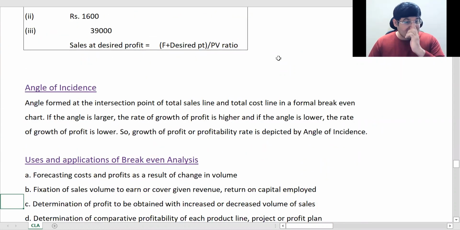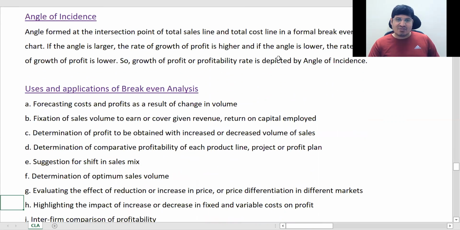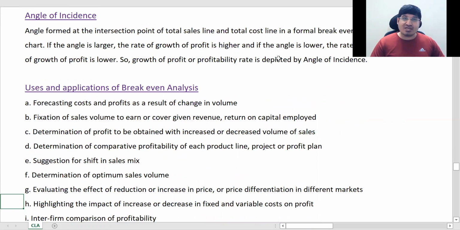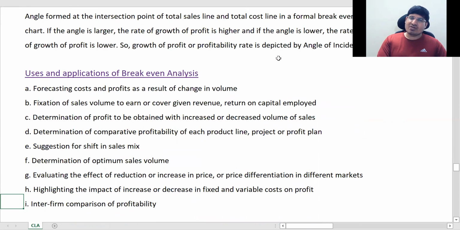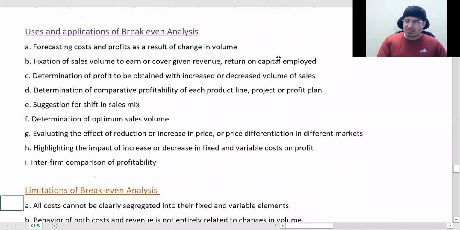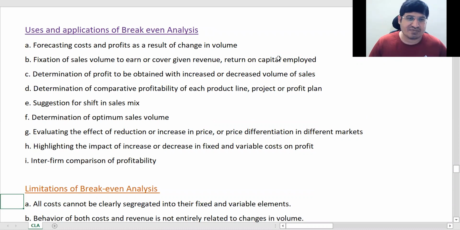Angle of incidence, I showed you along with the diagram, right? In the break-even charts, the intersection point between the total sales and total cost line is called the angle of incidence. Higher the angle, higher is the rate of growth. That is its relevance. But angle of incidence is a very important concept. They ask it a lot because many students do not know it. These are among those things that not everyone knows, so be careful about that. It is a very small concept, but you have to know it.